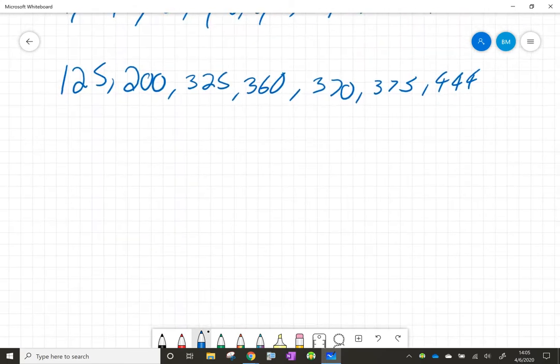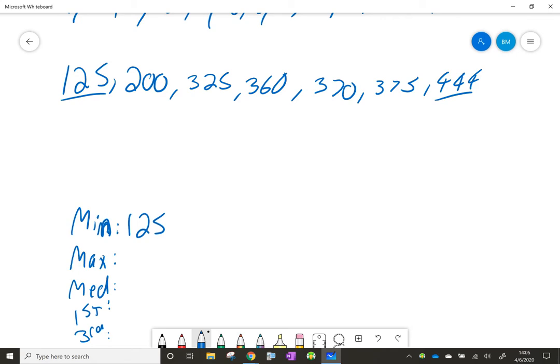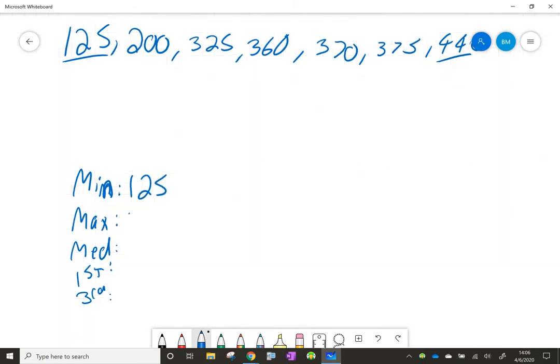Okay, so we're going to find the minimum, maximum, median, first quartile, and third quartile. So the minimum obviously is 125, that's the lowest number. The maximum is clearly 440.